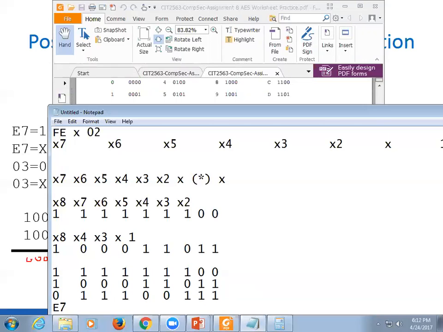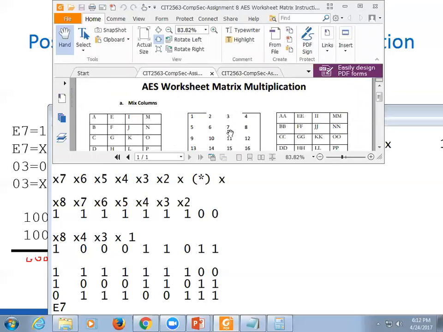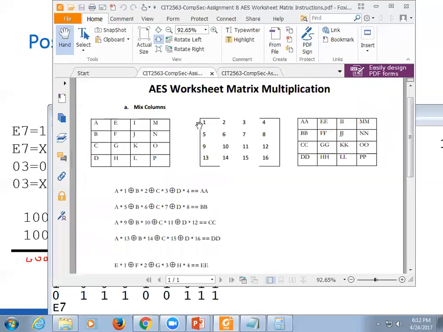No. That is just the first part, because remember, to get AA, we did A times 1 XOR'd with B times 2. We only did A times 1 so far. All we did was A times 1. You keep that result. Then you go B times 2.